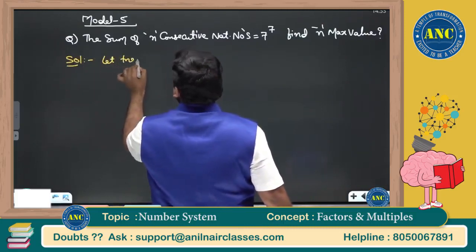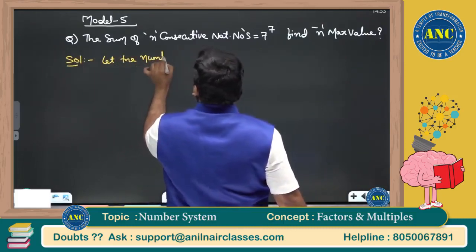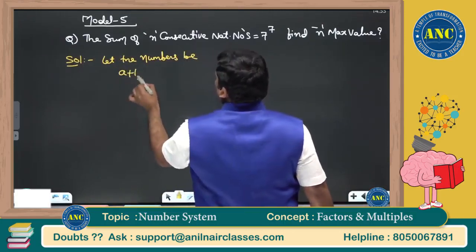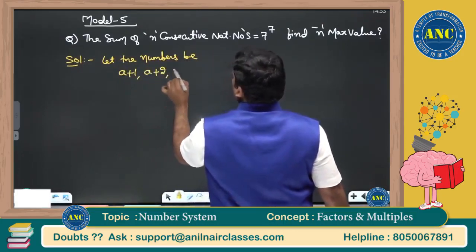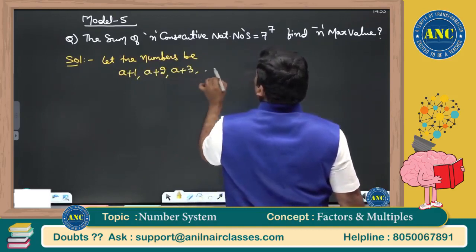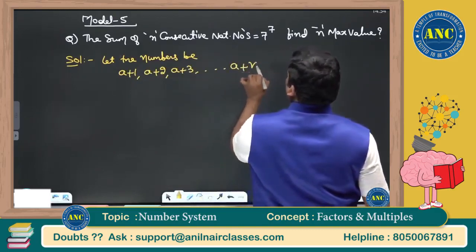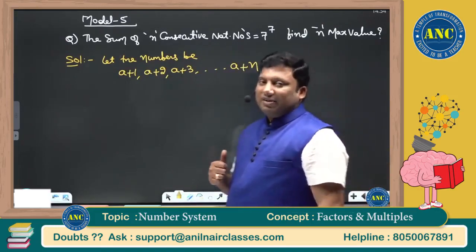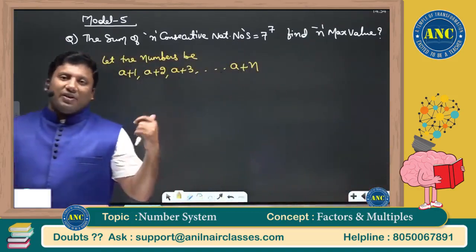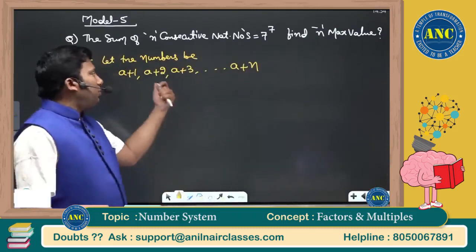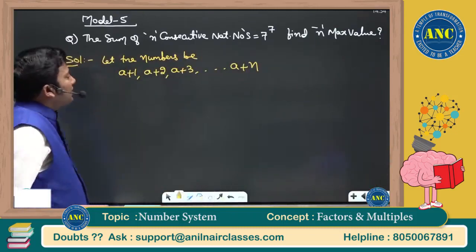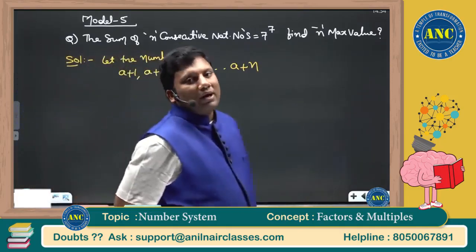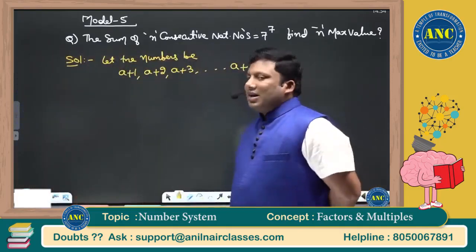Let the numbers be a plus 1, a plus 2, a plus 3, and so on up to a plus n. We do not know from where the numbers are starting. It can start from 1 if a is 0, from 2 if a is 1, from 10 if a is 9. Because we do not know the lower limit, let us call the lower limit a.